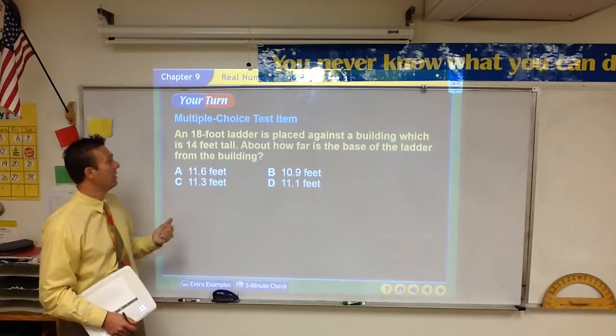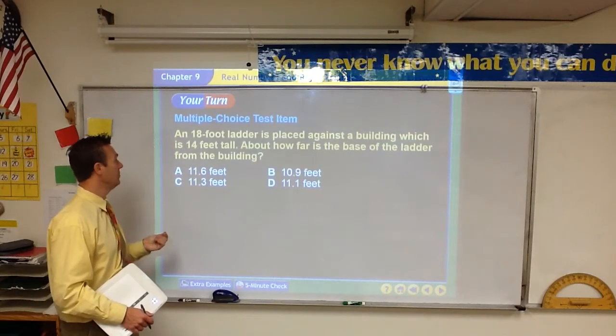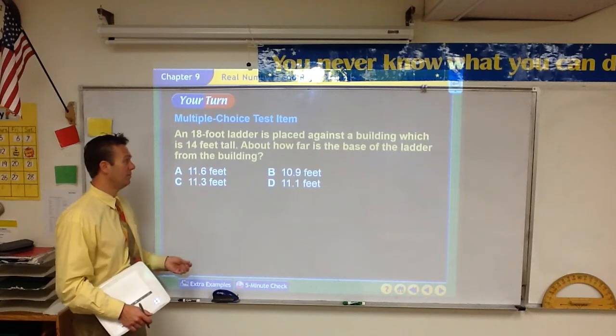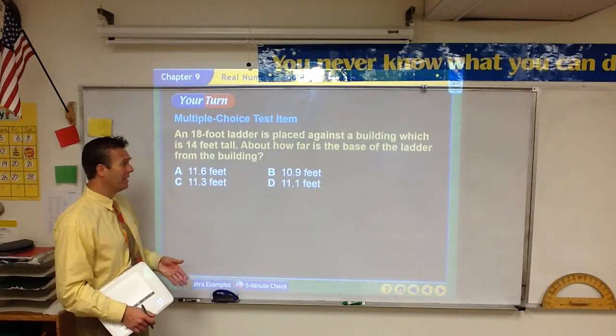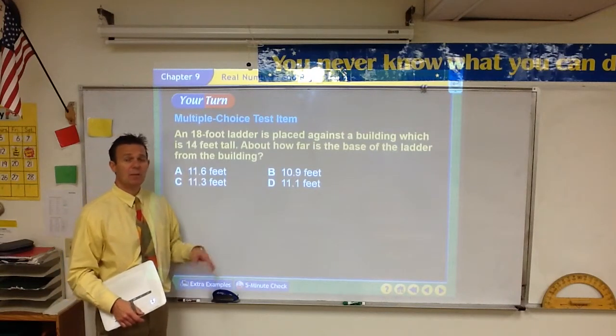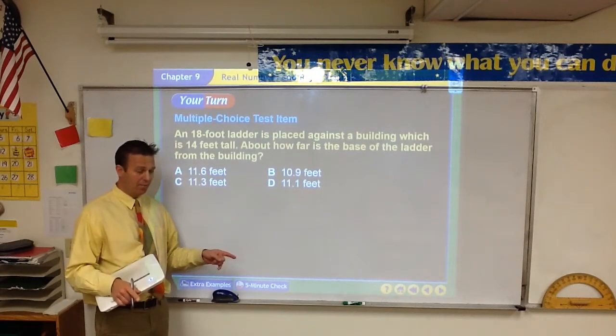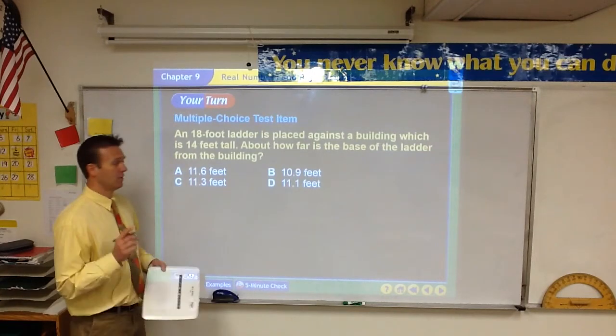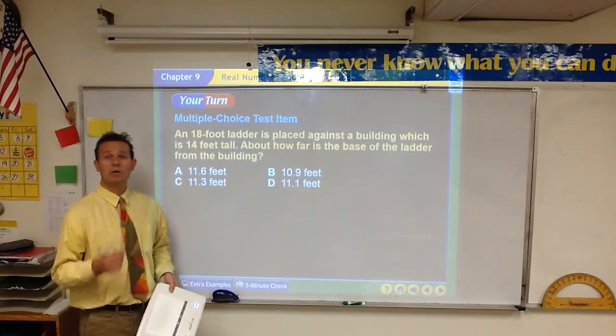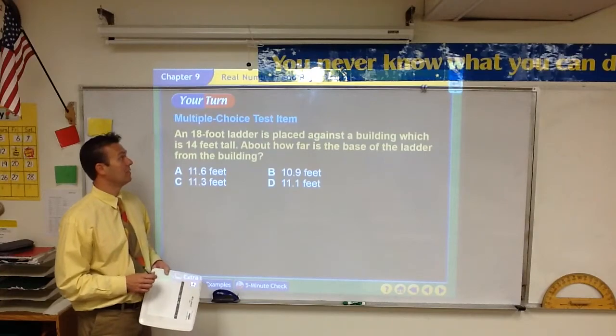An 18-foot ladder is placed against a building, which is 14 feet tall. About how far is the base of the ladder from the building? The base of the ladder, which is at the bottom, from the building is what you're looking for now. So that's a little helpful hint. All right, go ahead and pause and see if you can find the answer to this question.